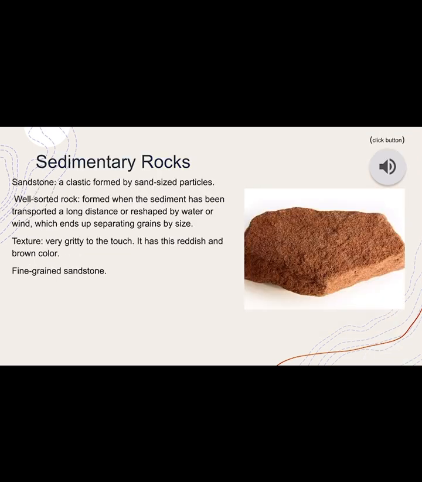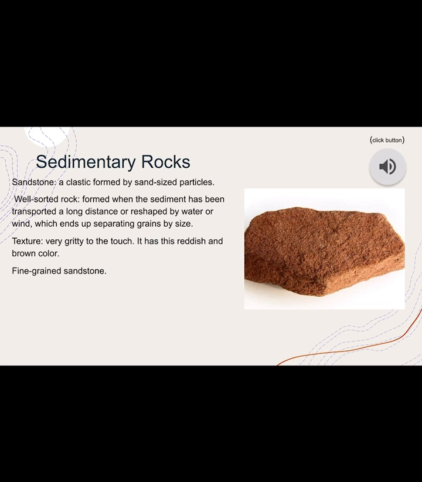Sedimentary rocks. The sedimentary family is another major rock family that we learned in class. This is a sandstone, formed by sand-sized particles, making it an example of a clastic rock. The rock looks like a fine-grained sandstone and it is well sorted. In one of our labs, Lab 5, Identifying Clastic Rocks, we learned grain sizes become smaller the further the sediment travels from its source. This rock has probably traveled quite a distance.